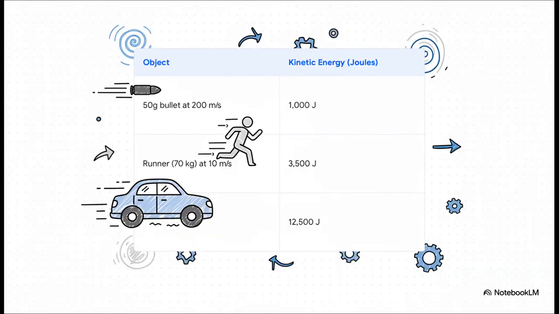Let's actually look at some real-world examples to make this a little more concrete. Do you see a tiny little bullet? Because of its insane speed, it has a surprising amount of energy, 1,000 joules. But then you look at a big, heavy car. Even one that's just crawling along, it packs way more of a punch. And that's all because of its huge mass.